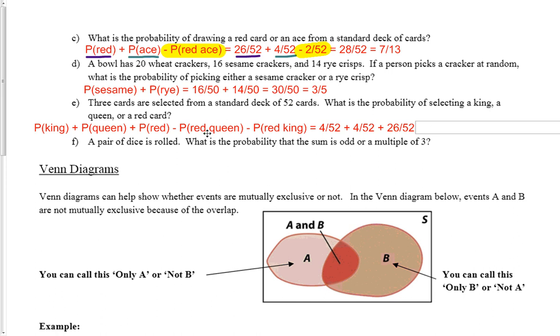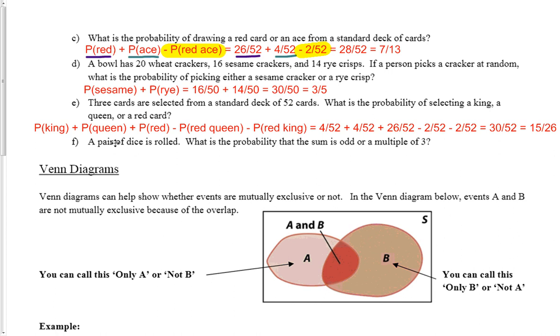Now we're subtracting. How many red queens? Well, there's 2 of them. And how many red kings? 2 of them. So if you take all these numbers, add them together, we have 4 plus 4 is 8, plus 26 is 32, minus 2, minus 2. Oops, I'm at 34, minus 2, minus 2 is 30 over 52, and that reduces down to 15/26. So probability here is 15 out of 26.